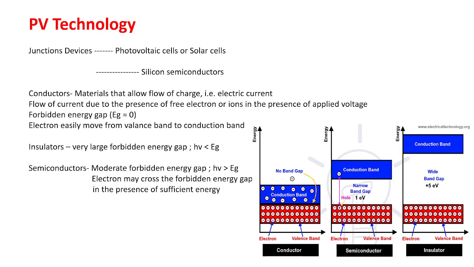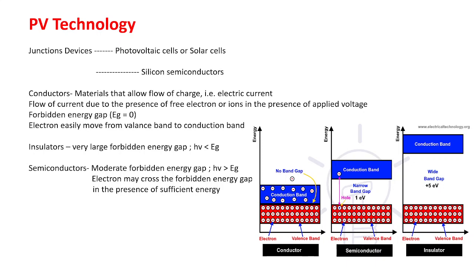So we come to the junction devices. What are the junction devices? We use these junction devices to build the photovoltaic cells or the solar cells. As Ankur, you asked what kind of material, in general we use silicon semiconductors.